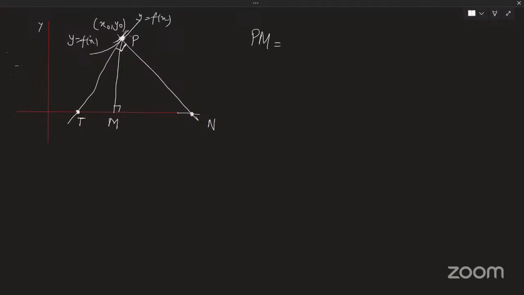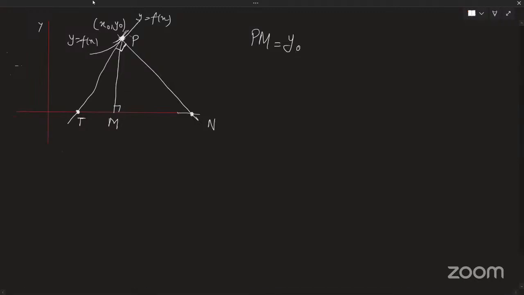PM is my y coordinate. No, what is PM? This is my point P, this is M. So what is the distance PM equal to? Distance PM is equal to my y coordinate, because this is the distance from the x-axis. So obviously it is equal to my y coordinate.